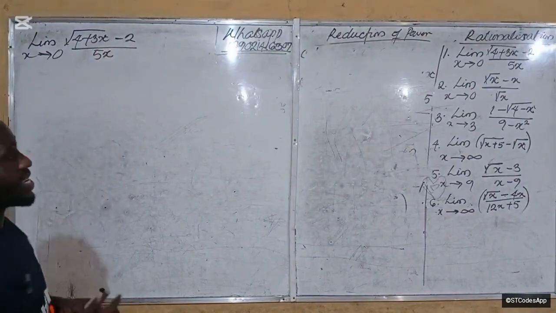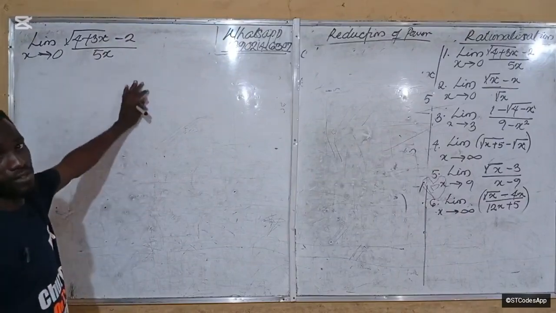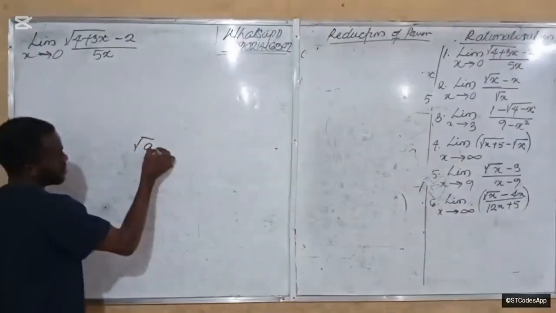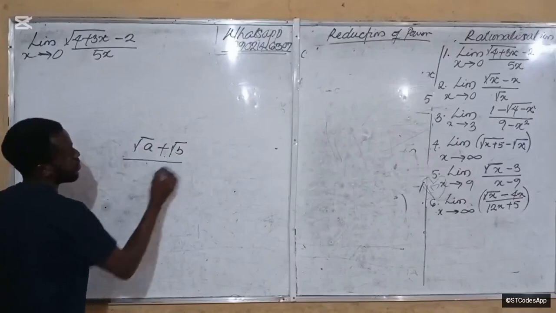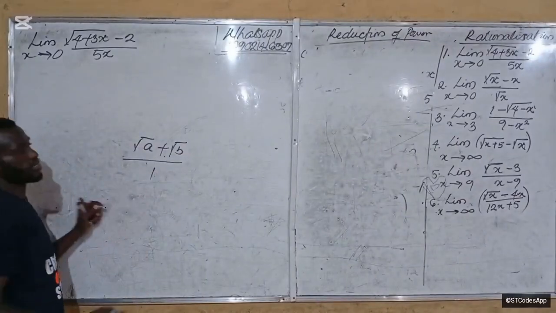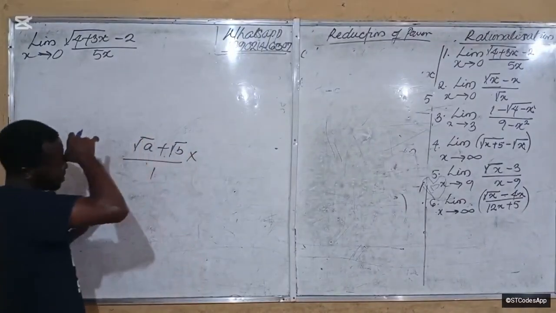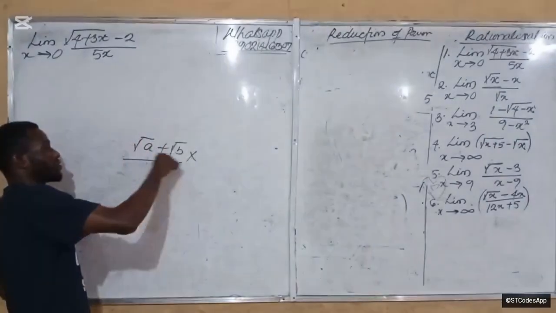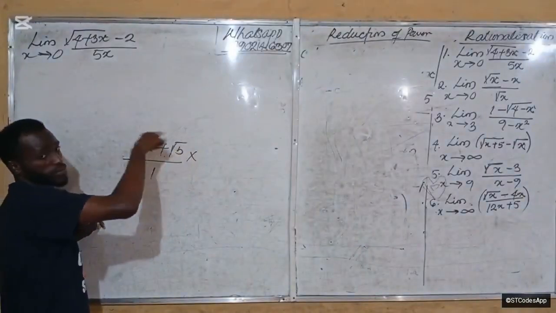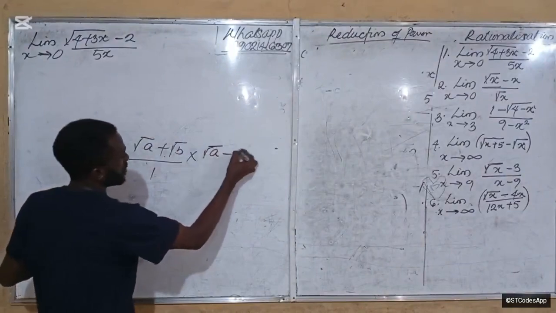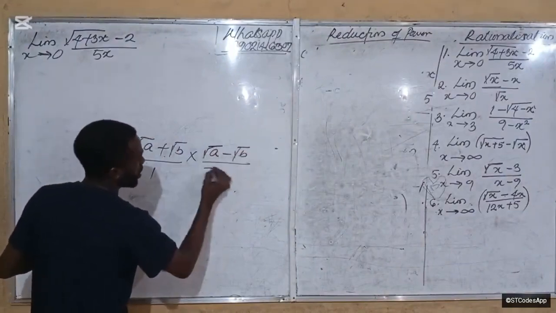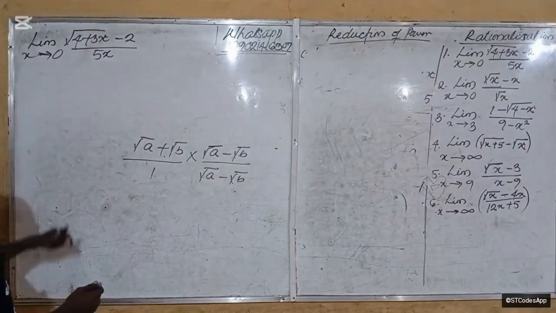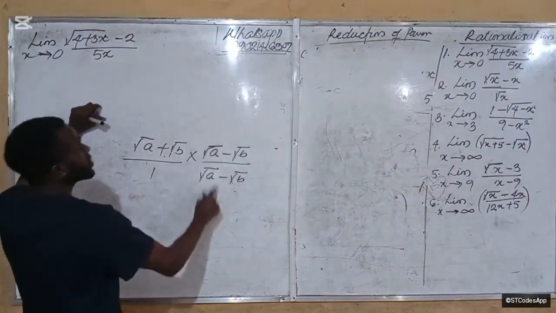So what you want to do here is rationalize. And how do you rationalize? Here is what rationalization is. If I have root A plus root B over 1 and I want to rationalize it, I multiply up and down, numerator and denominator, by the conjugate of this guy. The conjugate is square root of A minus square root of B, over square root of A minus square root of B. So this is just the conjugate.